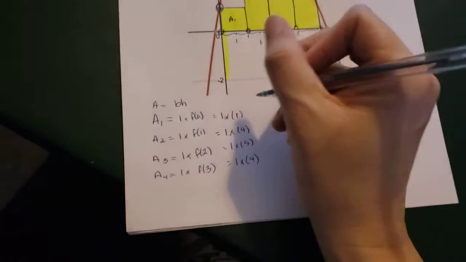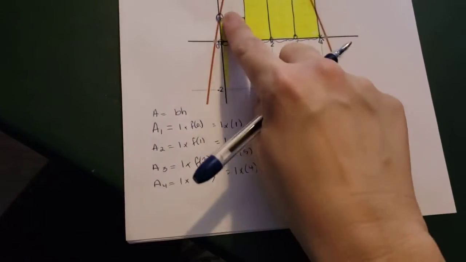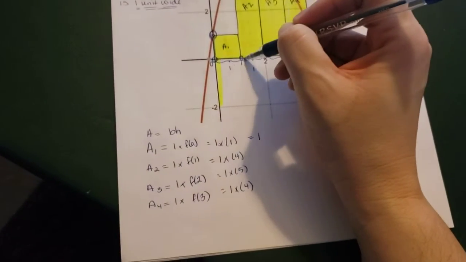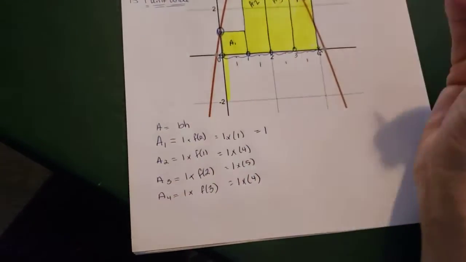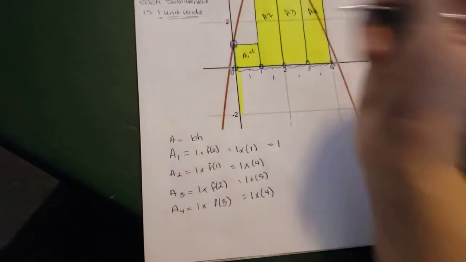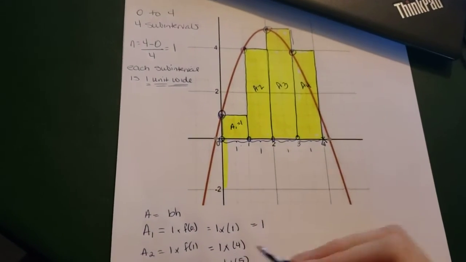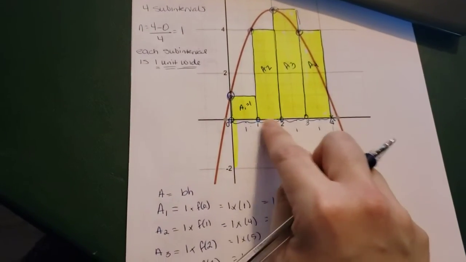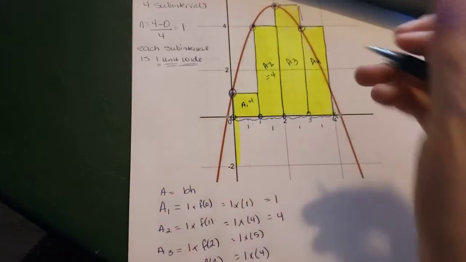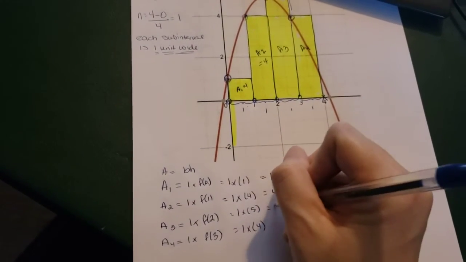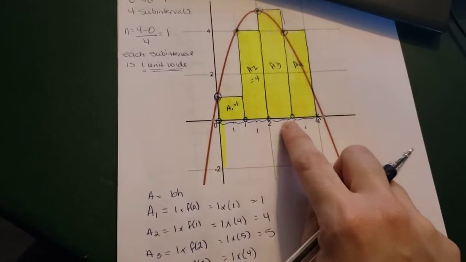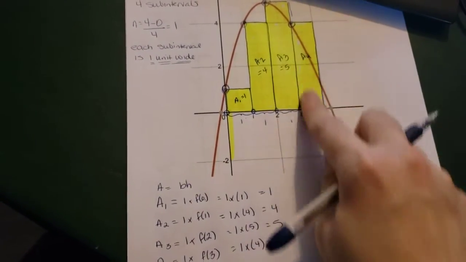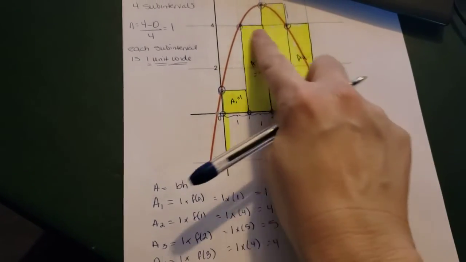Okay, so the area of our first rectangle is going to be 1 unit, and that makes sense because it's 1 wide and 1 tall, so 1 times 1. So I'm going to put that in there. A2 would be 4, and that makes sense because it's 4 units high, 1 unit wide. A3 would be 5. That makes sense again, it's 1 unit wide and 5 tall. And then A4 is going to be 4 again, and you can see they're about the same height.